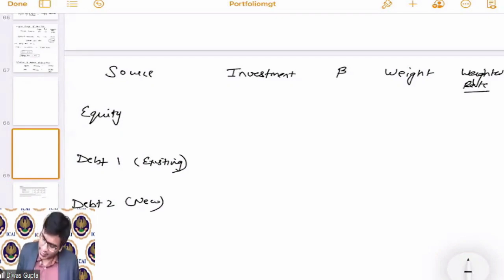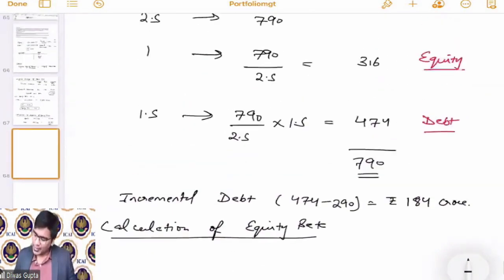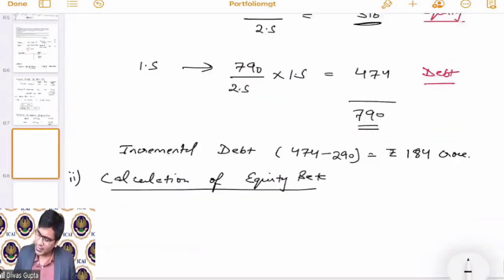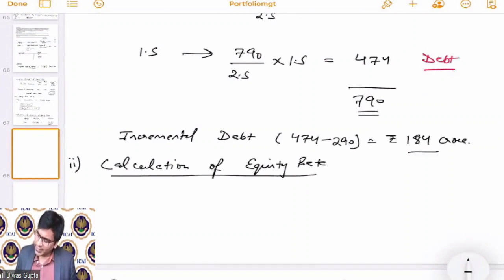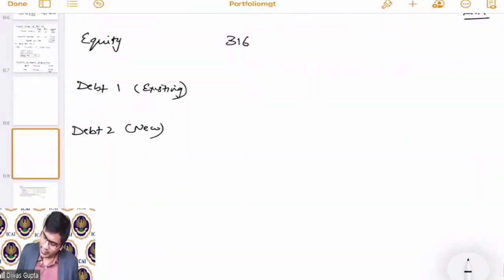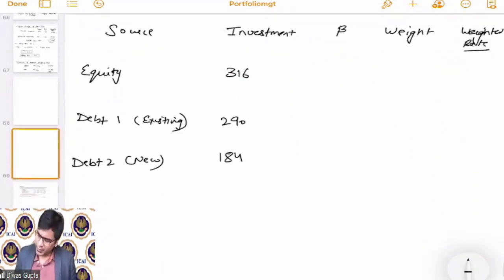So equity is reduced to 316. Now in the revised 790, the reduced equity is 316. And 184 is the incremental and 290 was the earlier debt. So 290 is the debt 1, correct? And 184 is the incremental amount. This total comes out to 790.